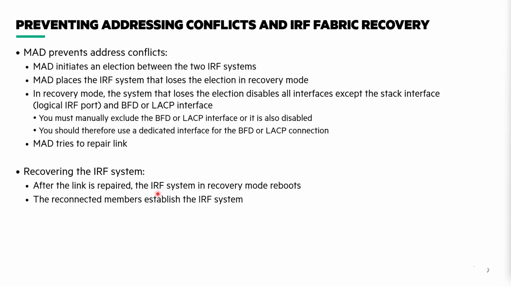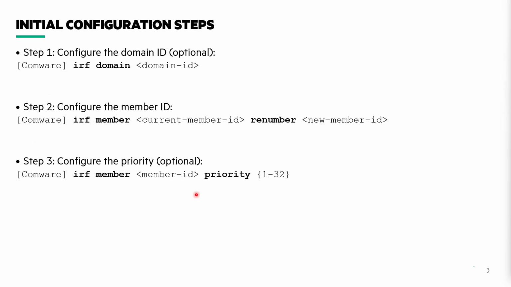If the IRF link is fixed, then the one, or the bunch of devices, maybe one or multiple, in the recovery mode, they will reboot, will join the stack and reboot and join the stack again. Obviously the master and the active portion or active segment, it might be one or multiple, will always continue forwarding the traffic as usual.